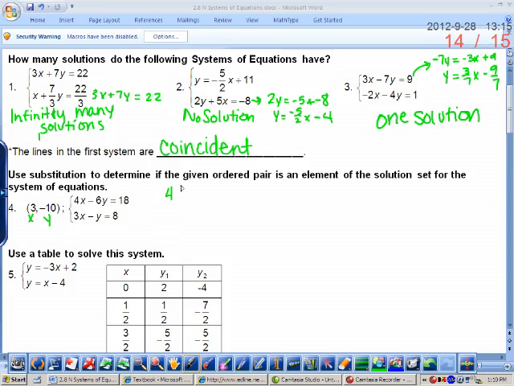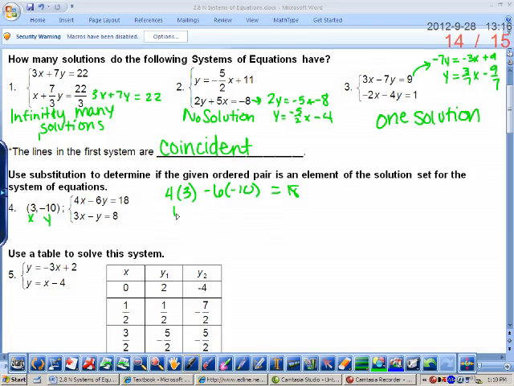So I have 4 times 3 minus 6 times negative 10. What am I looking for? Looking to see if it works, right? If it makes a true statement. Okay.